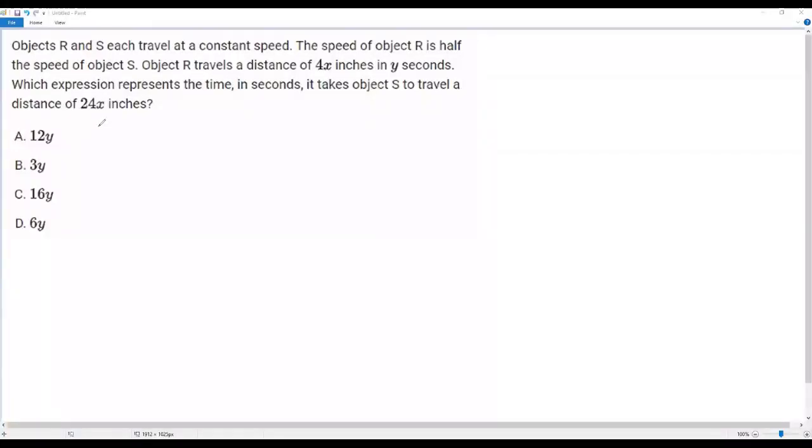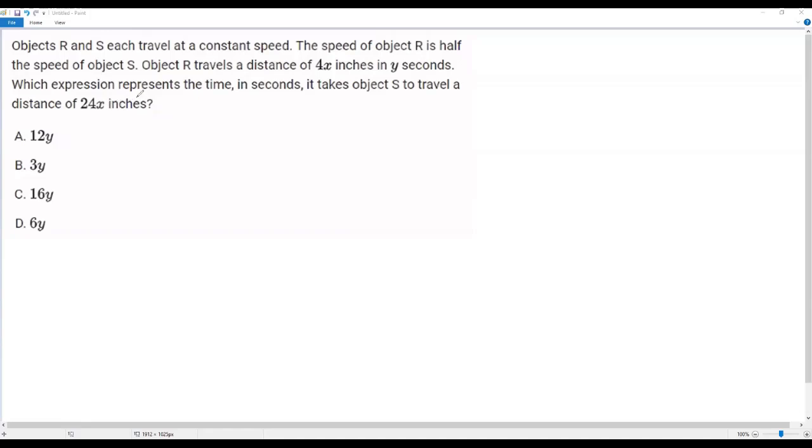Here we have a SAT math question. Okay, let's go with the information. Objects R and S each travel at a constant speed. The speed of object R is half the speed of object S. Object R travels a distance of 4x inches in y seconds. Which expression represents the time in seconds it takes object S to travel a distance of 24x inches?